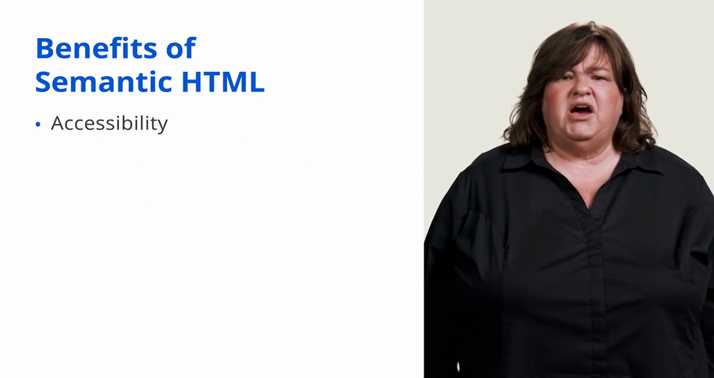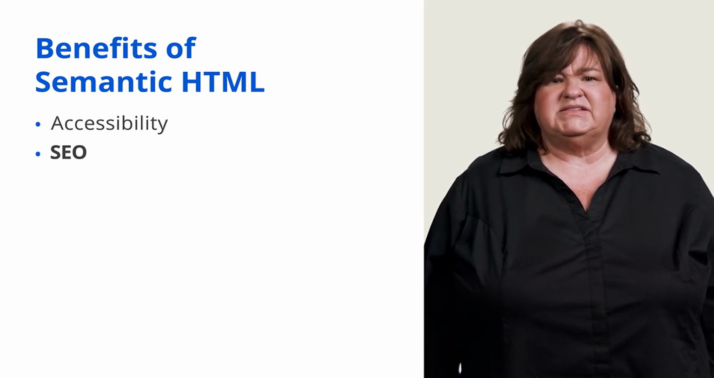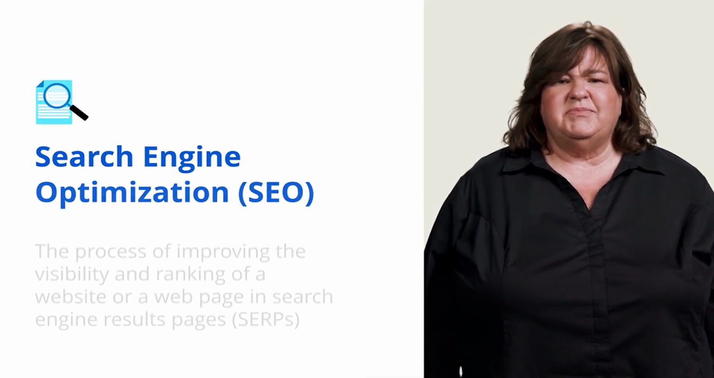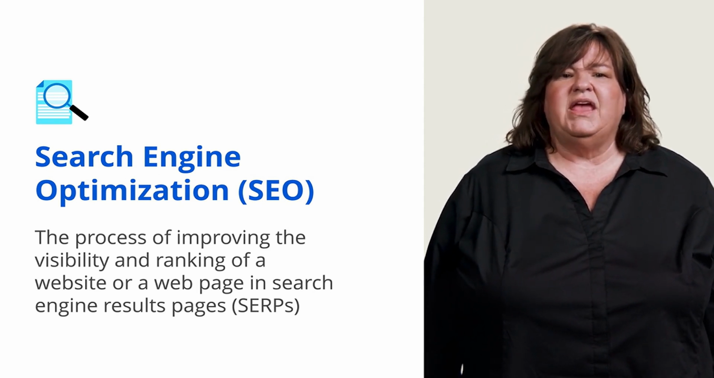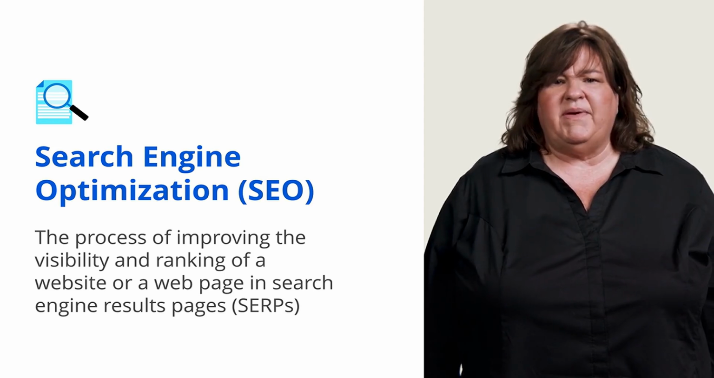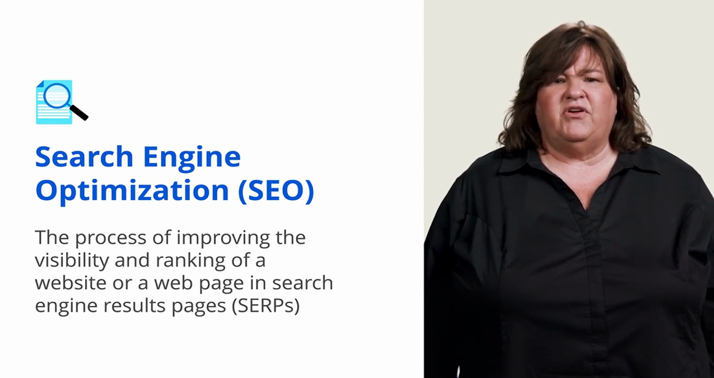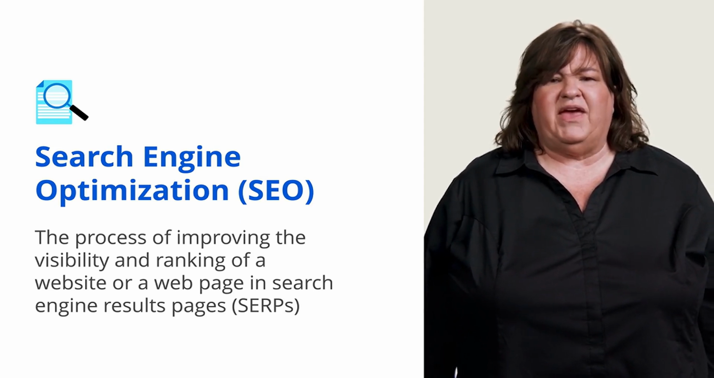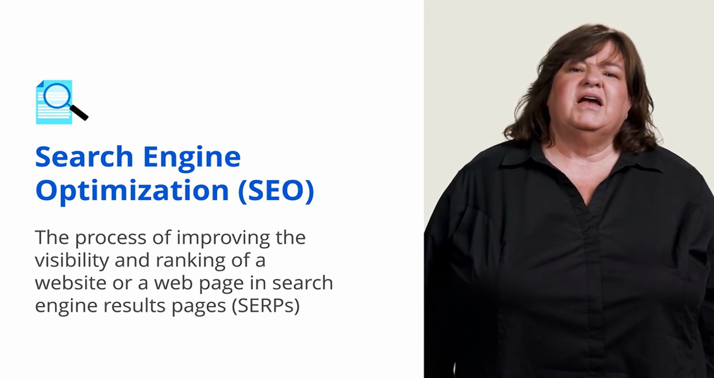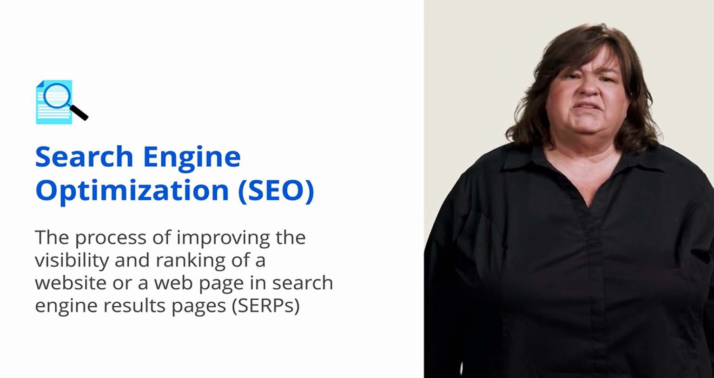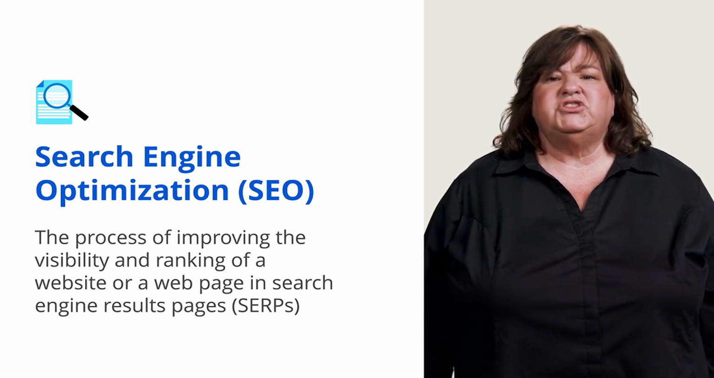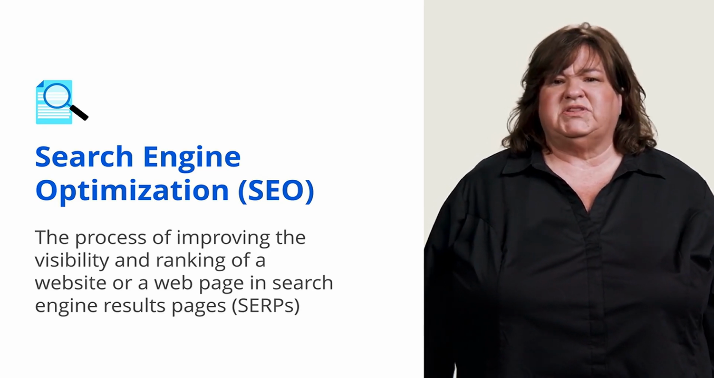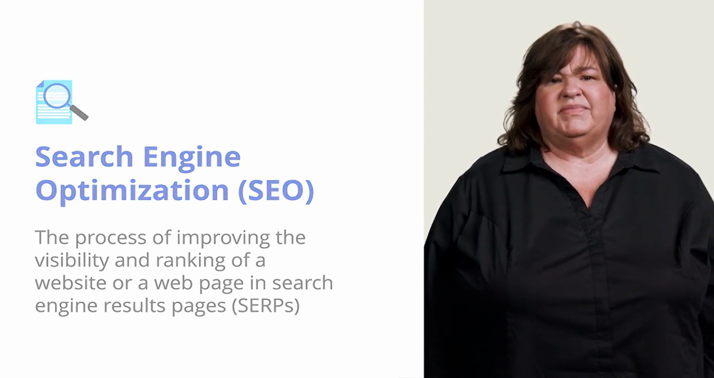Semantic tags also help with search engine optimization, SEO. Search engine optimization, SEO, is the process of improving the visibility and ranking of a website or a web page in search engine result pages, or SERPs. The goal of SEO is to increase organic, non-paid traffic to a website by ensuring that it appears higher in search results for relevant queries.